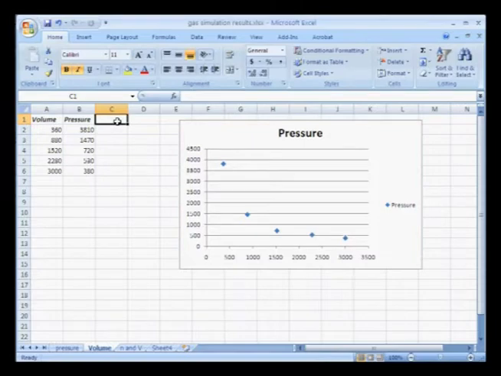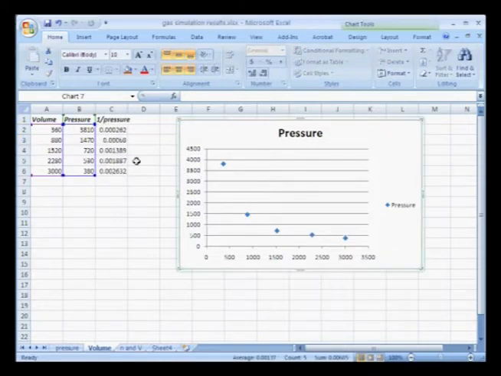Let's calculate the inverse of the pressure. Let's put in our formula. Put in a formula here that actually calculates the inverse. Copy that formula into the other cells. And let's see what happens when we plot that versus volume.